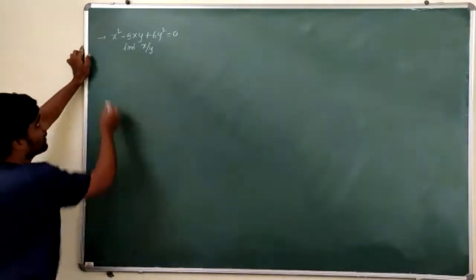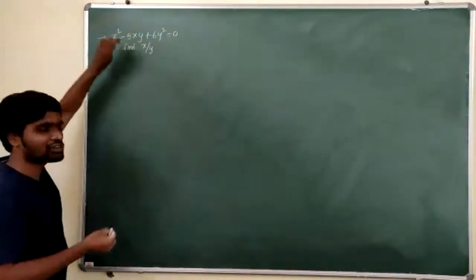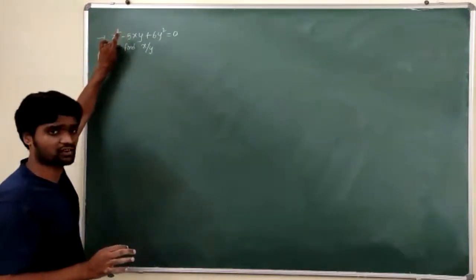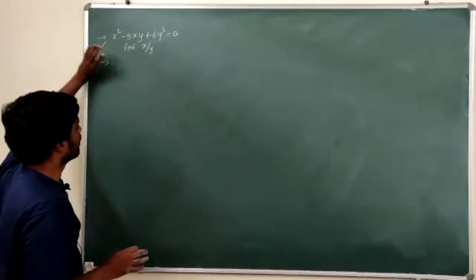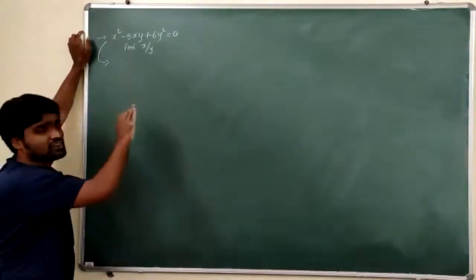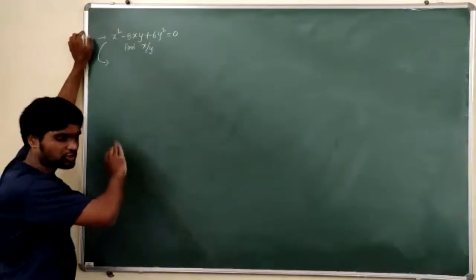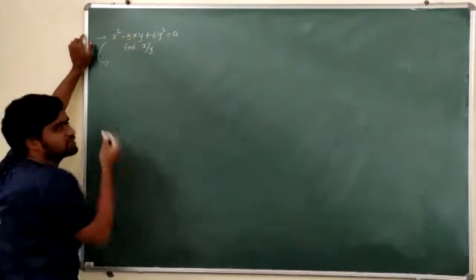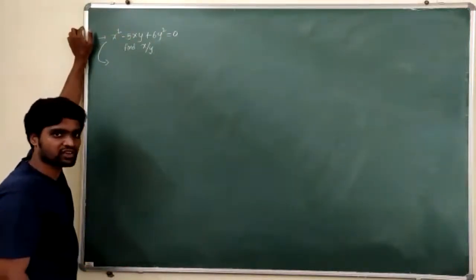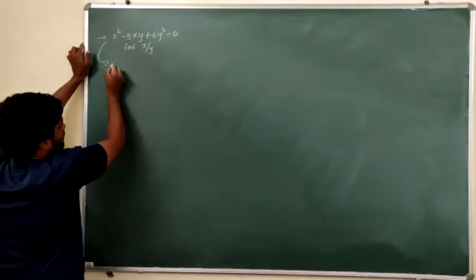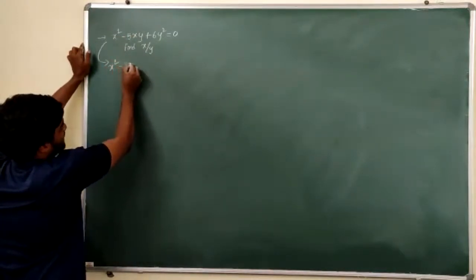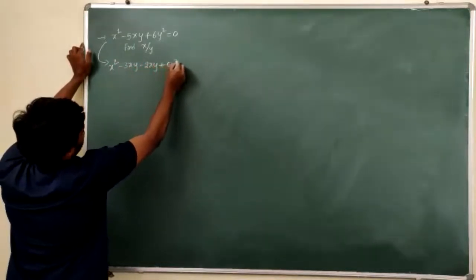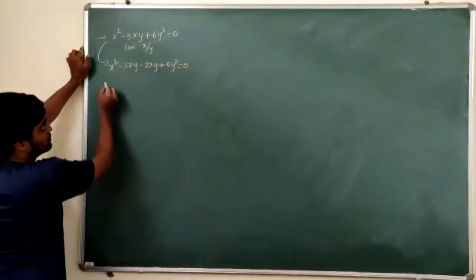See, observe. This is also a quadratic equation, but not in x, not in y. It's a quadratic equation in x by y. Or without converting this into a quadratic equation in x by y also, you can solve this. 1 into 6, 6 to get the middle term 5. What is it? 2 into 3 is 6, 2 plus 3 is 5. So x square minus 3xy minus 2xy plus 6y square is equal to 0.